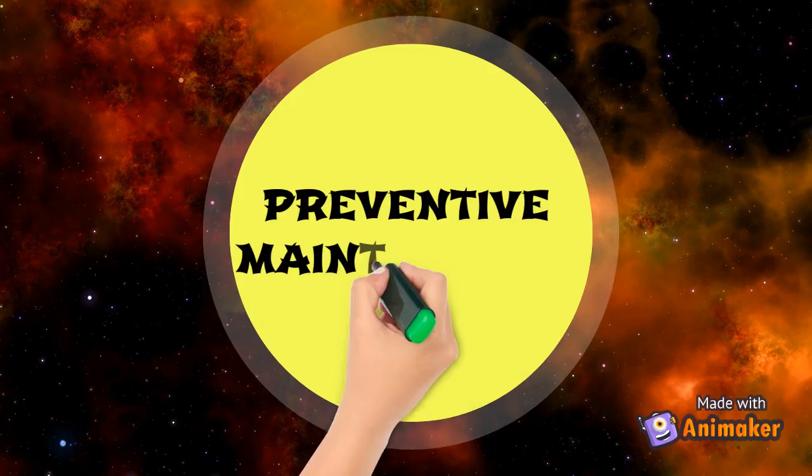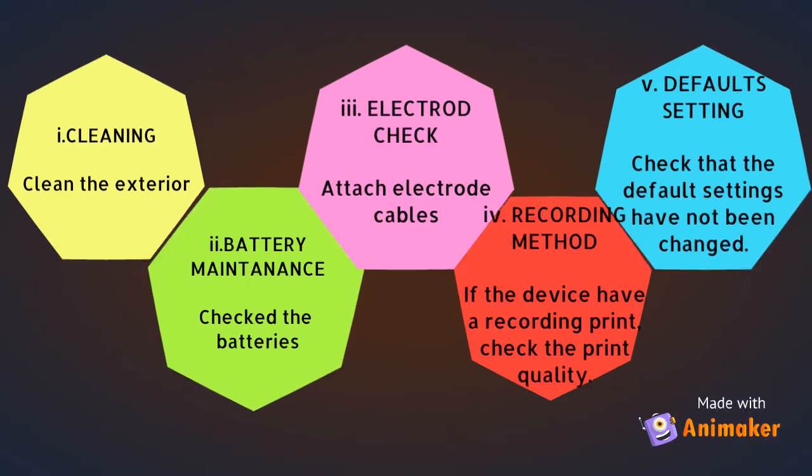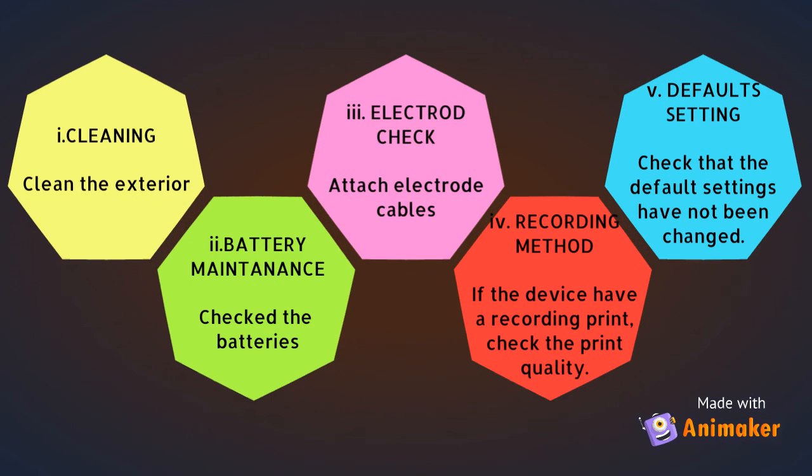Preventive maintenance. 1. Cleaning: clean the exterior. 2. Battery maintenance: check the batteries. 3. Electrode check: attach electrode cables. 4. Recording method: if the device has a recording print, check the print quality. 5. Default setting: check that the default settings have not been changed.